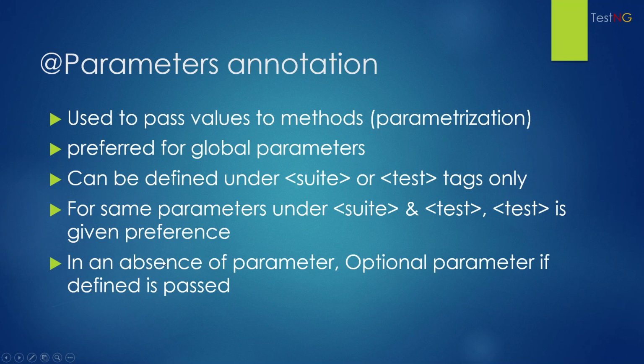And in the absence of parameters, the Optional parameter, if defined, is used. We saw that as well. So in case we missed passing some parameters, and if you have provided an Optional parameter, then that particular value is used within that method. So I've covered all of this. I hope I have explained everything to you.